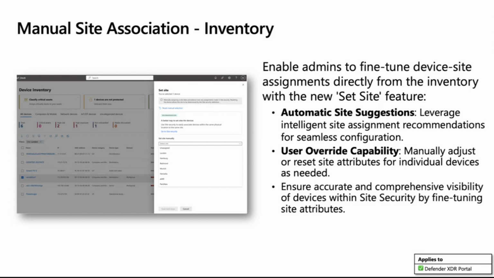So the Manual Site Association is available through two different experiences. One is the inventory, and the second one is through the site security, the site creation wizard. We'll start with the inventory experience. As I said, the feature enables security admins to manually assign or adjust the site location for a specific device or for a bulk of devices directly from the inventory.